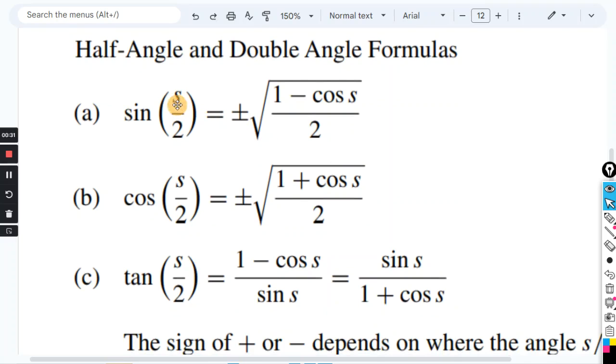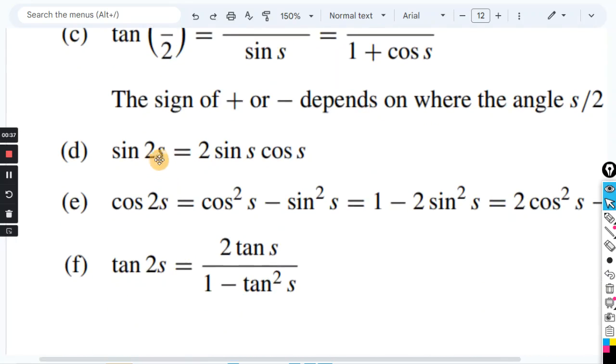Notice the angle is halved for sine, cosine, and tangent. It's divided by 2. And then there are the double angle formulas. The angle S is multiplied by 2 for sine, cosine, and tangent.